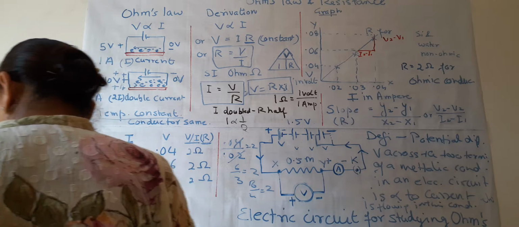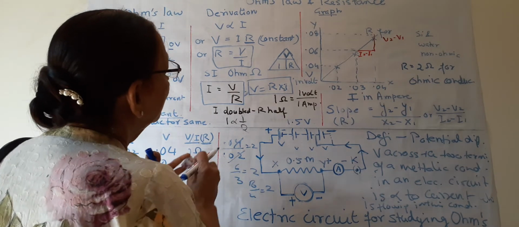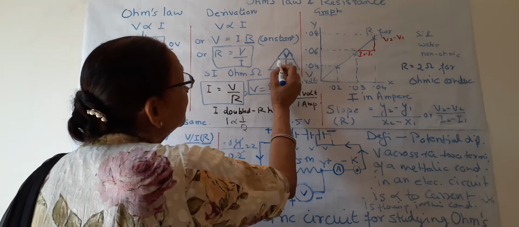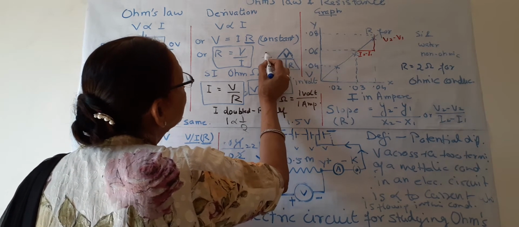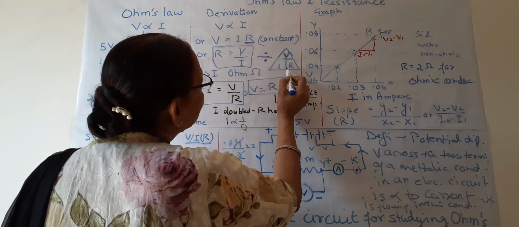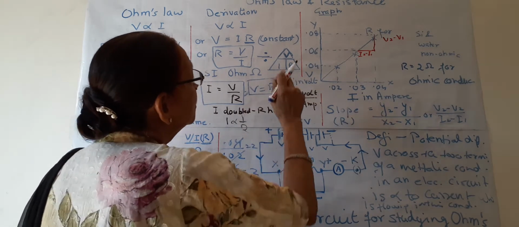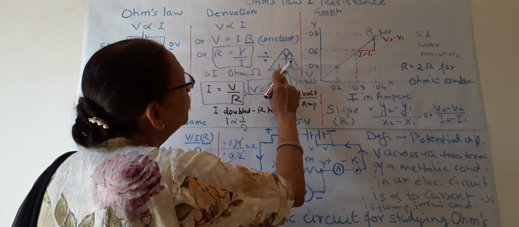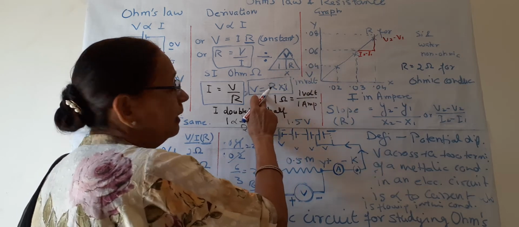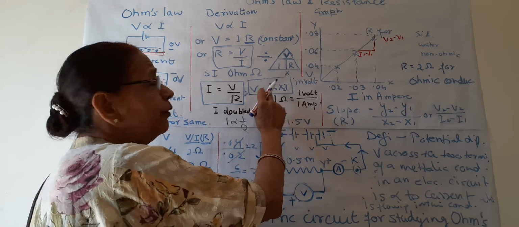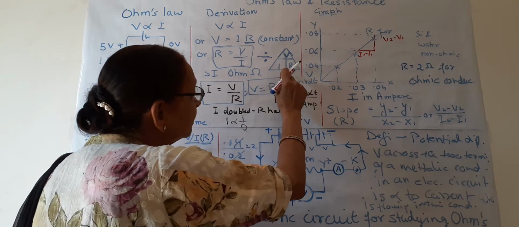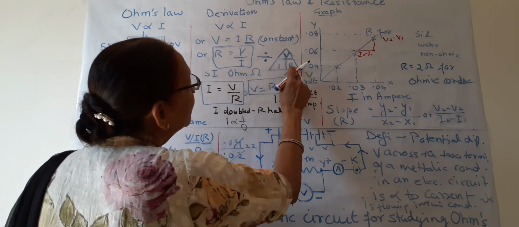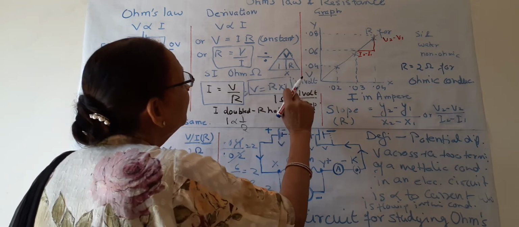So what does it show? This line is for division and this line is for multiplication. So if we want to know the value of V, V is equal to I into R, as is written here. Is it clear to all of you? This line is for division, this line is for multiplication. So V is equal to R into I or I into R, one and the same thing.